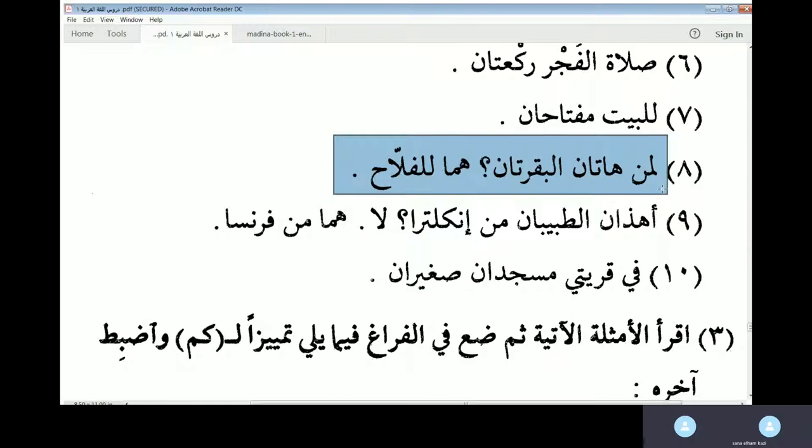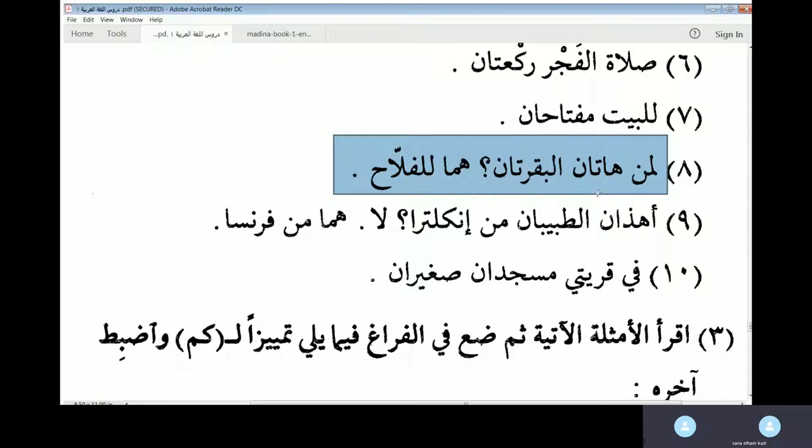Liman hatani? Bakhratani. Liman hatani, whose? Bakhratani is two cows. Hatani is... these two. The dual of hazihi is hatani.